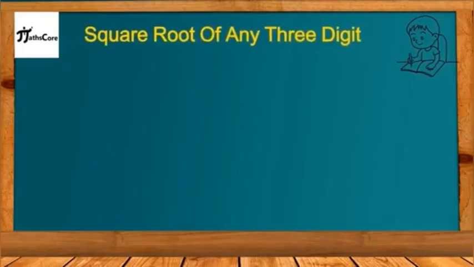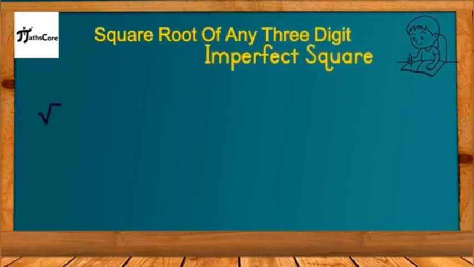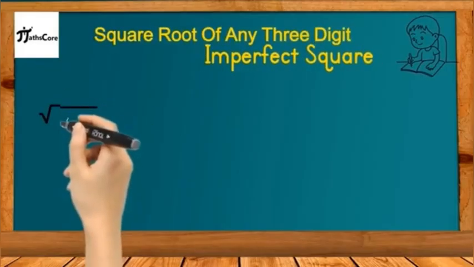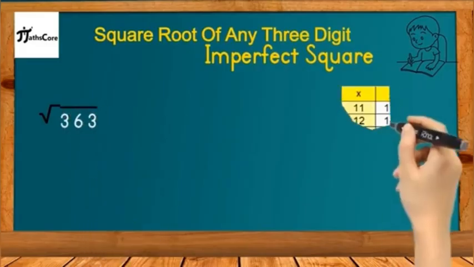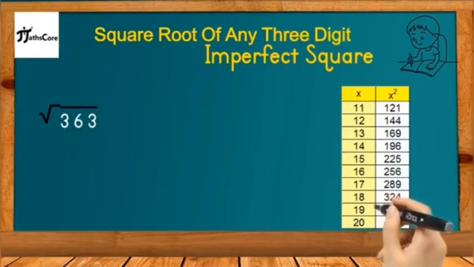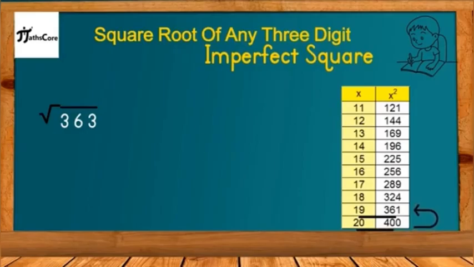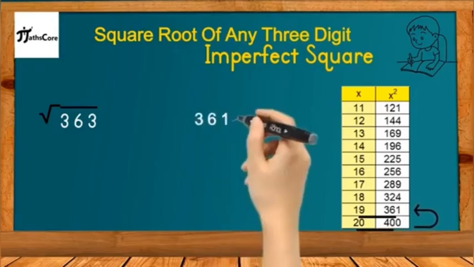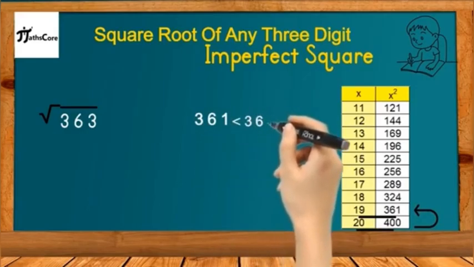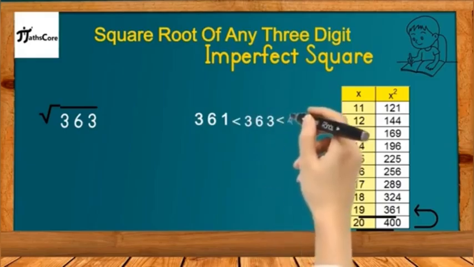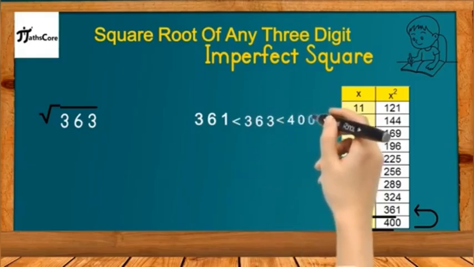Next example is the square root of the 3-digit imperfect square 363. So first of all, write down the squares of 11 to 20 here. After that, let us find out between which two perfect squares this 363 lies. So here is the answer: 19 square is 361 and 20 square is 400. You can observe this in the table. So we can say that 363 lies between 361 and 400. So we can write 361 is less than 363 and 363 is less than 400.